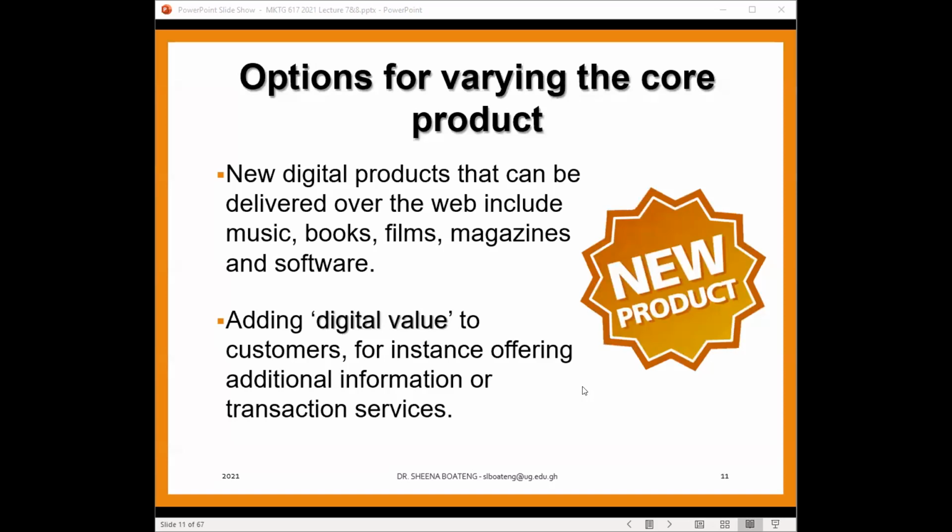Now, options of varying the core product start from the point where we realize that certain products that were primarily being offered as physical products offline can now be offered in digital form. So we can see that there are new digital products that are emerging, which are direct manifestations of certain physical products that we once enjoyed offline. So we can talk about things like music, that hitherto, if you wanted to consume, you had to buy in the form of a CD, which you had to play using an MP3 player, right?